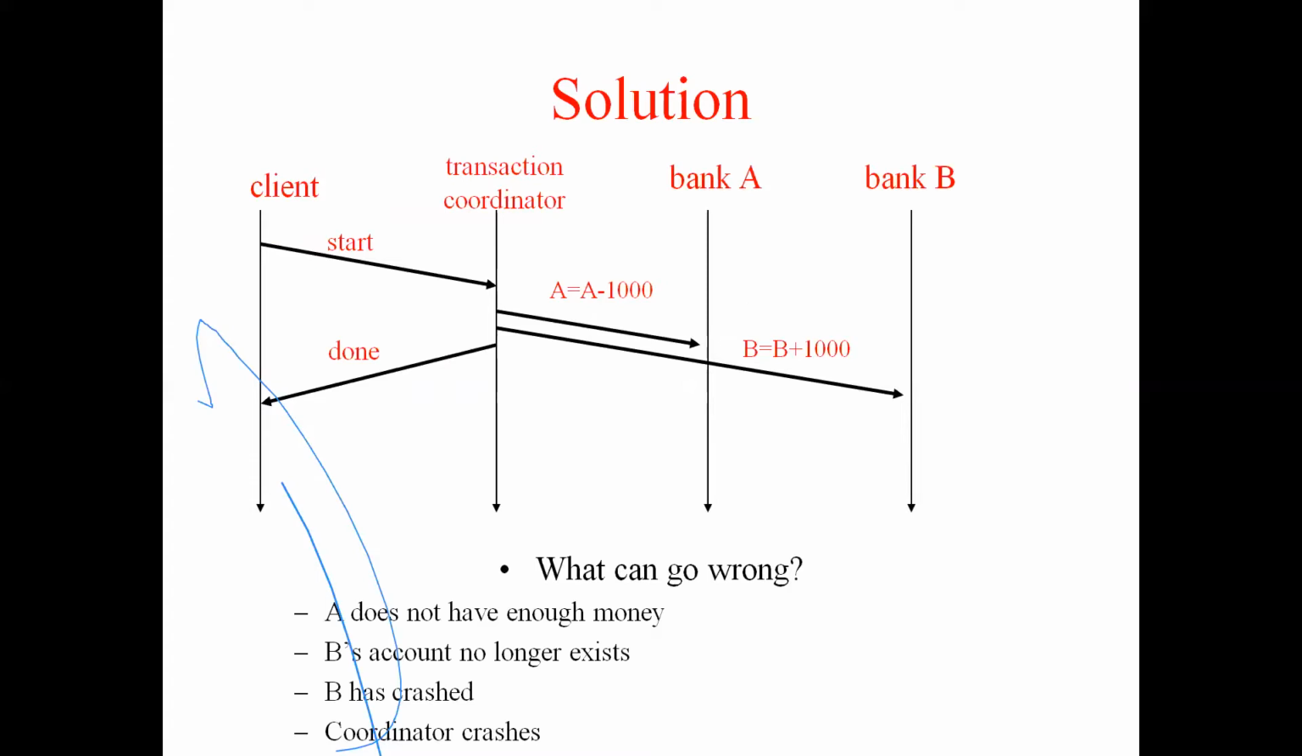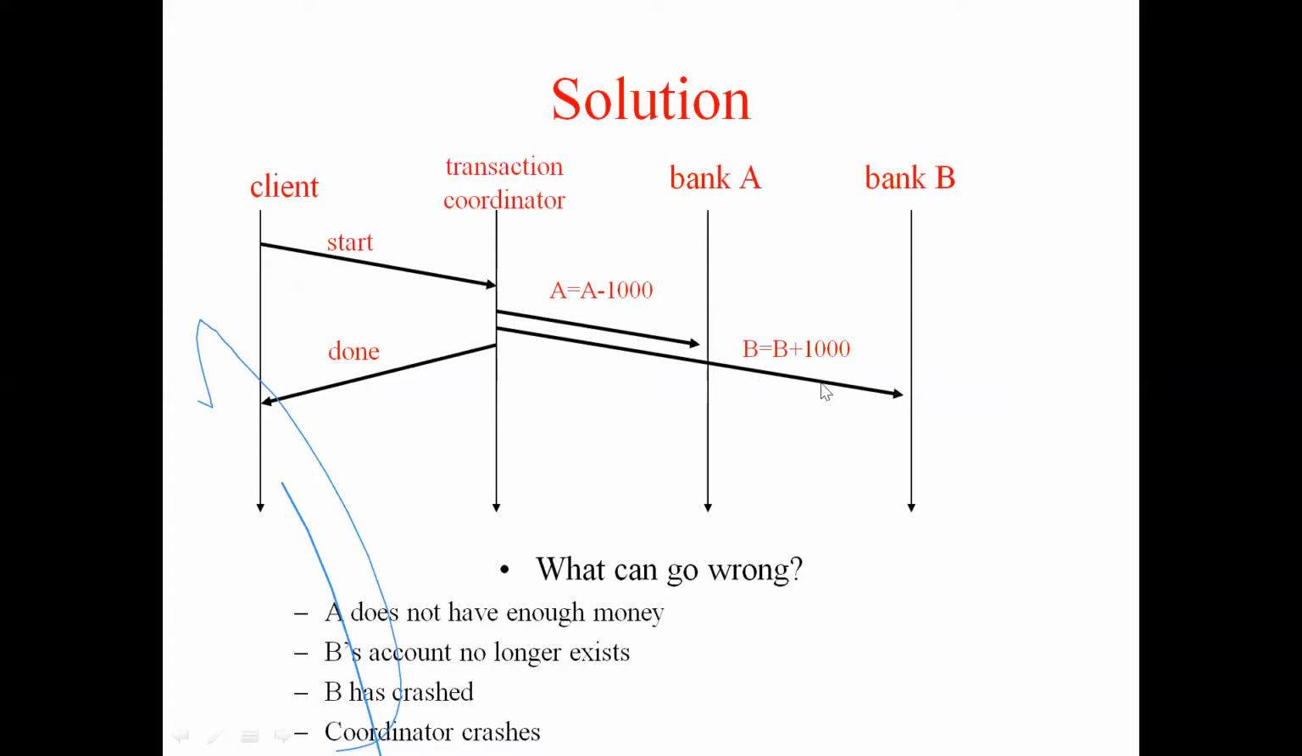If you see this diagram, the client starts, A's account is debited by 1,000. At the same time, B's account is credited with 1,000, and then the transaction is done. This is the transaction coordinator. Now, what all can go wrong here? What can be the failure situations? A's account could not have been debited by 1,000 because maybe A did not have money.